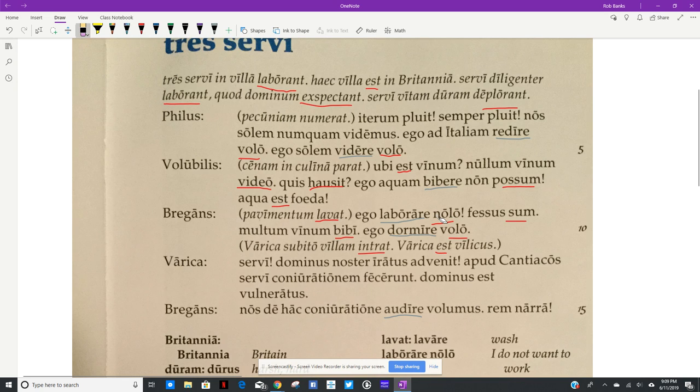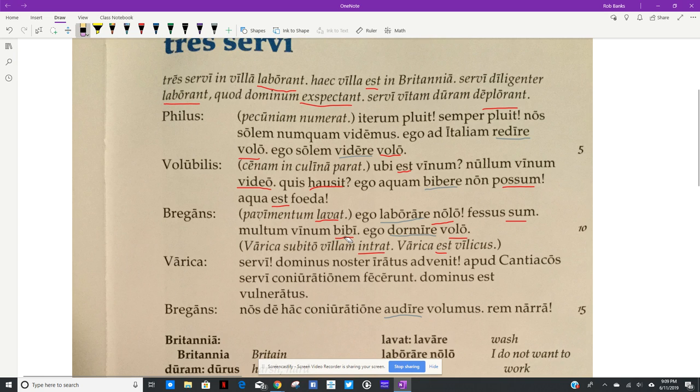What do I want? No, I don't want. I don't want to do what? I need an infinitive to complete the thought, a complementary infinitive. I don't want laborare, to work. Which of course is first conjugation, long are. Fessus sum, I am tired.